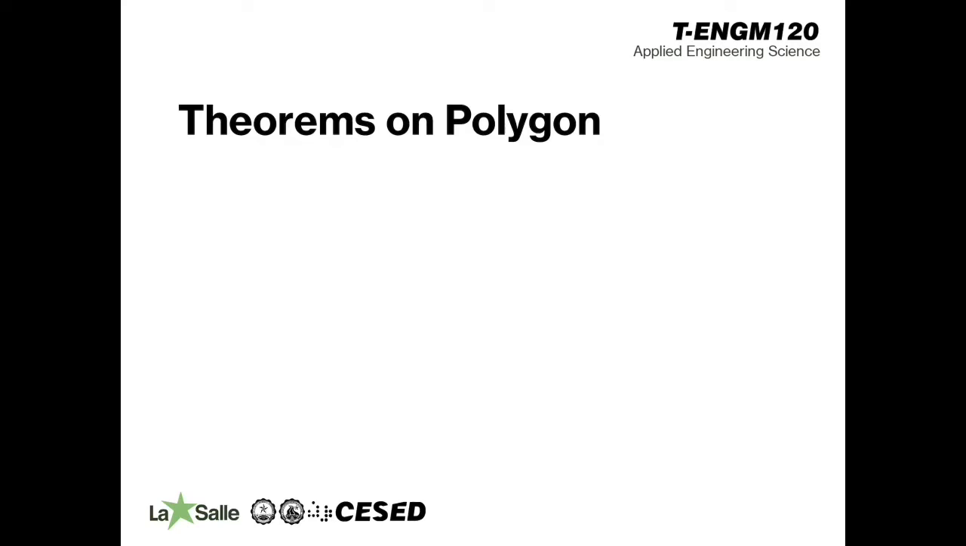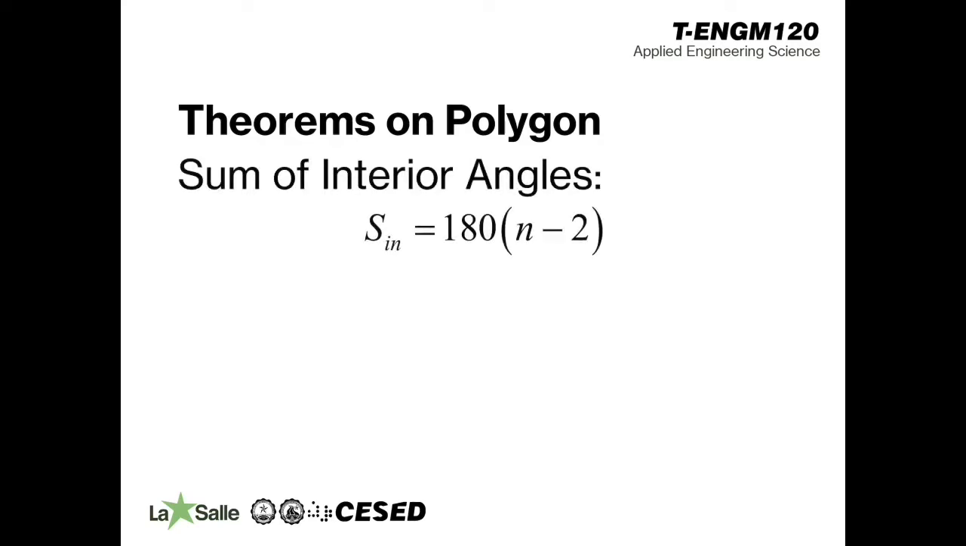Theorems on polygons will give us formulas for solving the sum of interior angles. For this, we have S interior equals 180 degrees multiplied by n minus 2. Take note, n is the number of sides, and S interior is the variable that will give us the sum of interior angles.